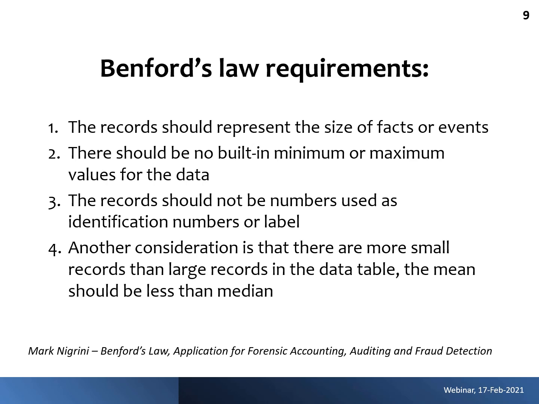The fourth consideration is that there are more small records than large records in the data table. So the mean should be greater than the median. Usually, natural data will have more small records than large numbers. So in this case, the average number will be larger than the median, or the middle number.